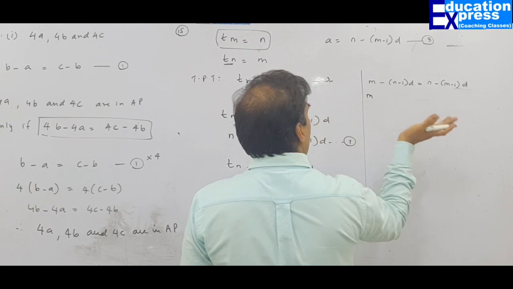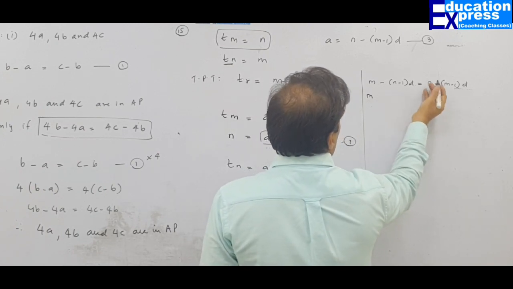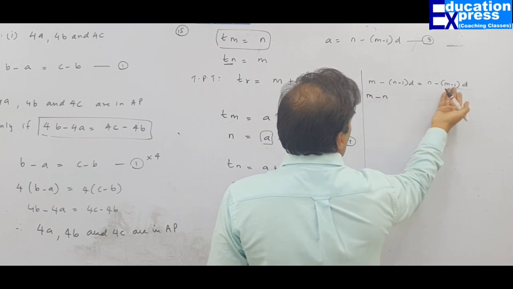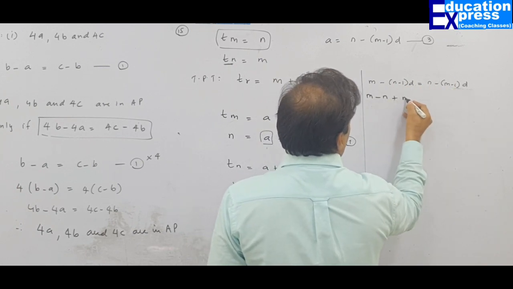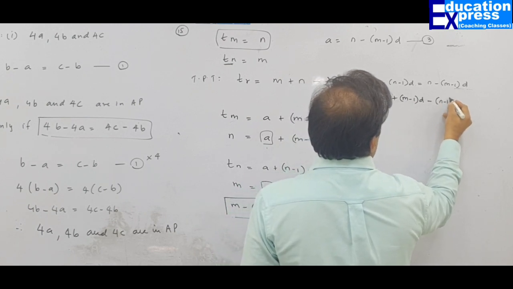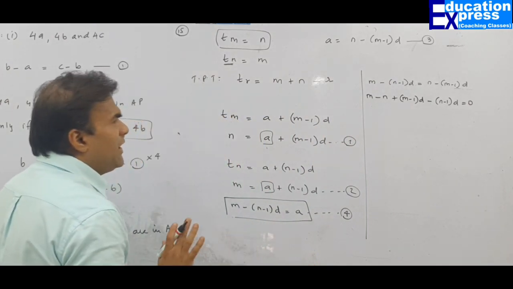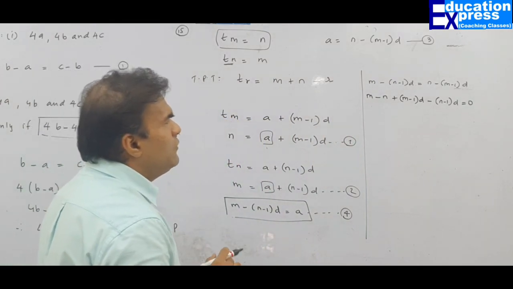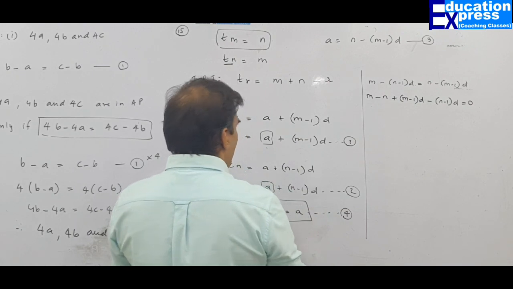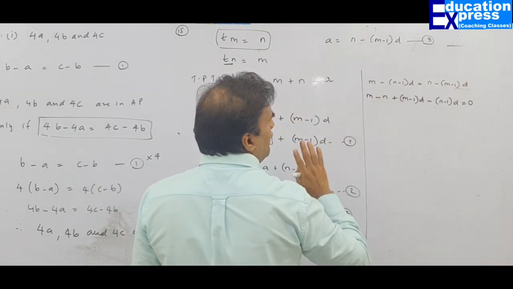Bring everything on one side. M, if this will come on this side, it will become minus N. If this will come on this side, it will become plus (M minus 1) into D minus (N minus 1) into D equals to 0. So my dear friends, I have not done anything new. What I have done is I have equated A to A, both are same. I am bringing everything on one side.